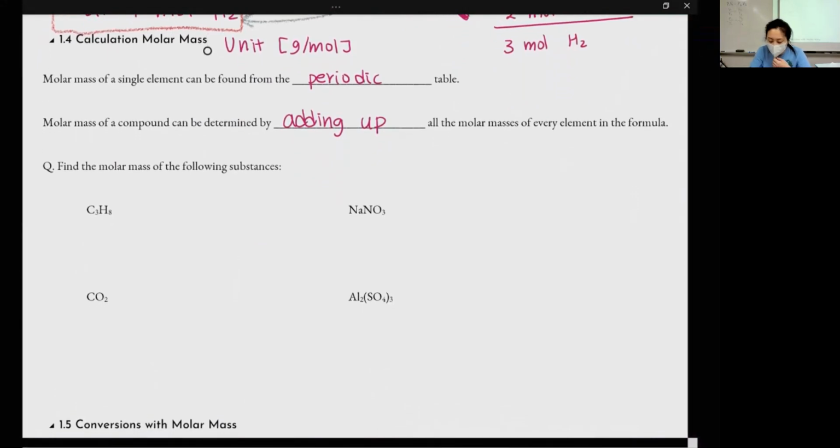All right, so the very first one that we're going to do is C3H8. I kind of memorized the carbon and hydrogen, but you should look up the molar mass for carbon and hydrogen and then add them up. Carbon, on the periodic table, is 12.01 grams per mole. Hydrogen is 1.01 grams per mole. Oxygen is 16.00 grams per mole.